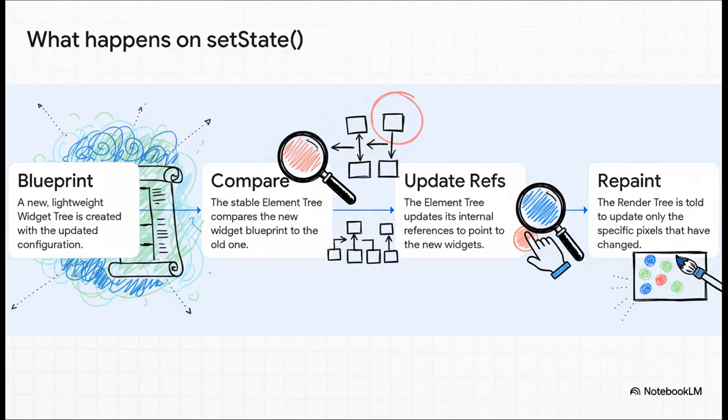Okay, so here's where it all comes together. This is the big aha moment. When you call setState, Flutter instantly creates a brand new disposable widget tree, a new blueprint. Then, that stable element tree acts like a diffing engine. It looks at the new blueprint and compares it to the old one. It finds the tiny little differences, updates its own references, and then it tells the super expensive render tree, hey, don't rebuild the entire building. Just go repaint that one window on the 3rd floor. That is the secret to Flutter's incredible performance.